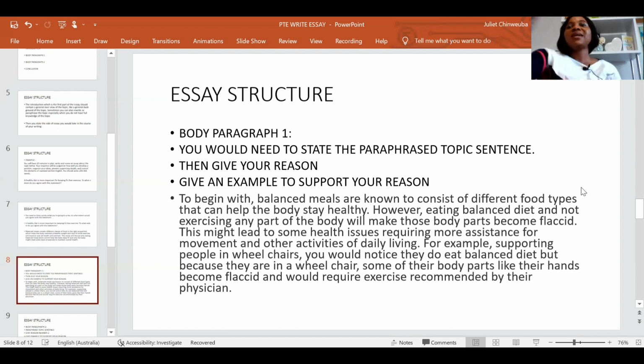Okay, this was the reason: this might lead to some health issues requiring more assistance for movement and other activities of daily living. That's my reason for saying that a balanced diet alone is not enough. And this was the example I used.